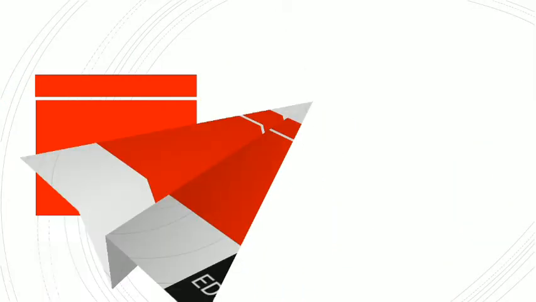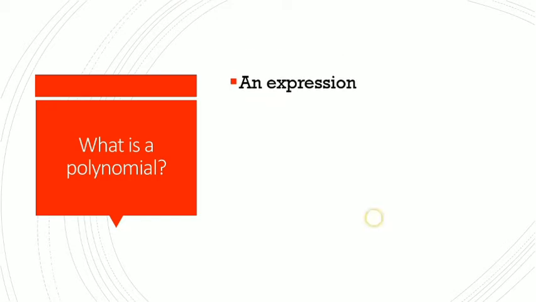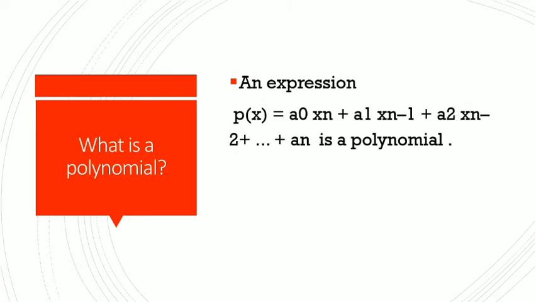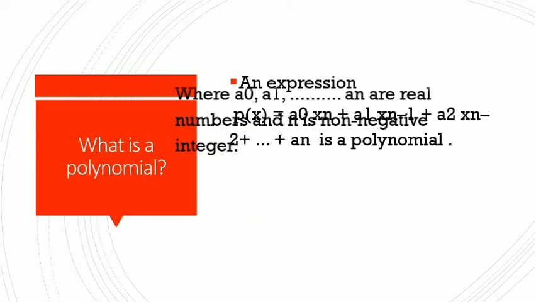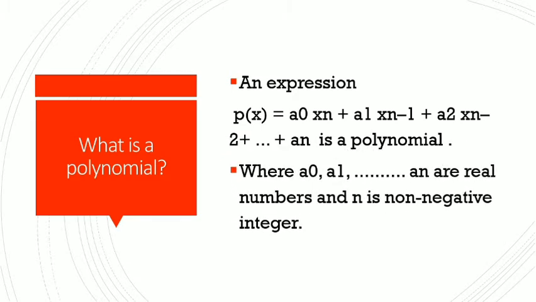Okay, viewers, now let us move on to the chapter. When we are talking about polynomials, we basically need to know what a polynomial is. A polynomial is nothing but an expression which can be written in the form p(x) = a0 x^n + a1 x^(n-1) + a2 x^(n-2) + ... and so on, and then it is a polynomial.